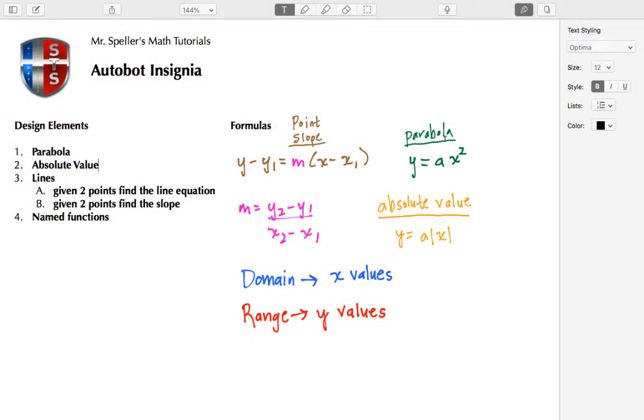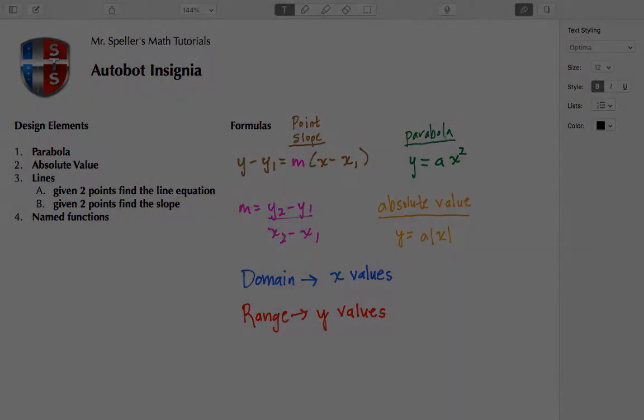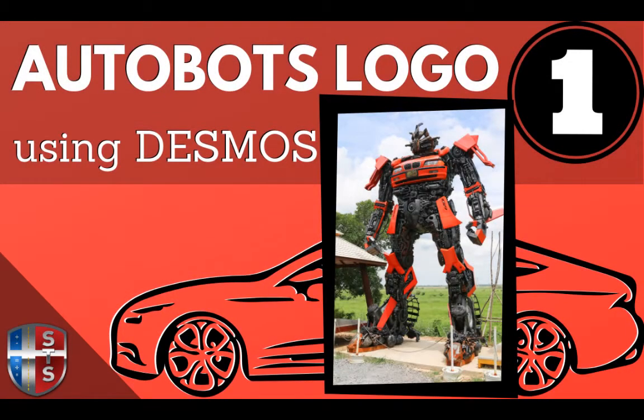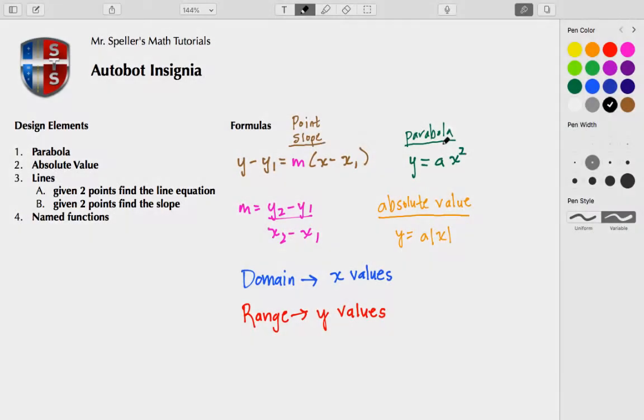It's me, AJ. Today we're going to use Desmos to create the Autobot insignia. And we're going to do that using a parabola function, two absolute value functions, and several linear functions. Please stay tuned. Alright, let's go ahead and get started.